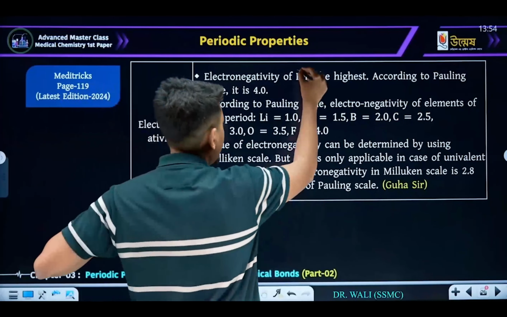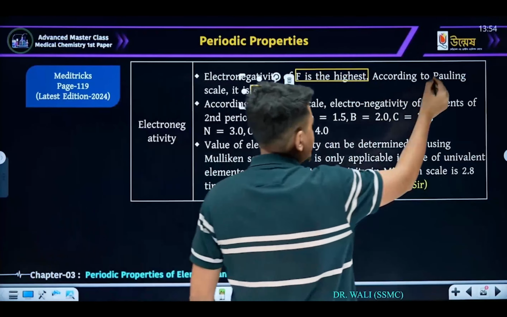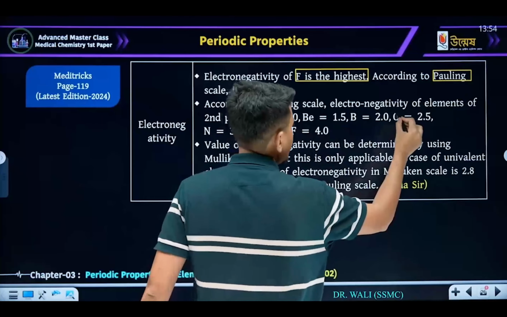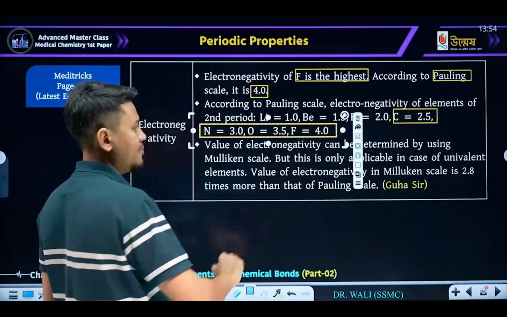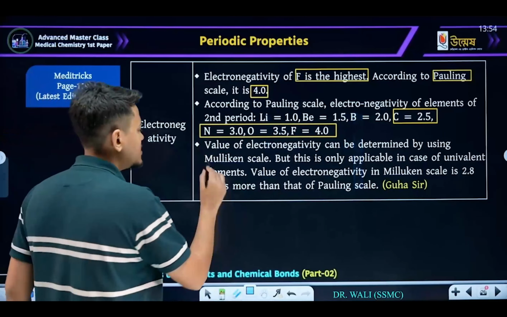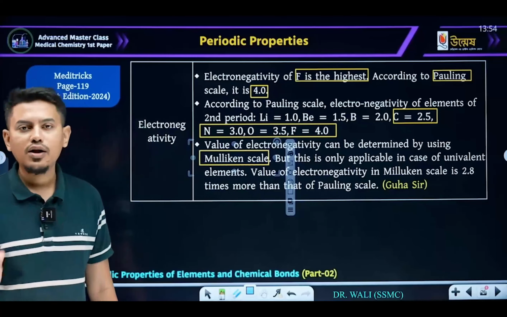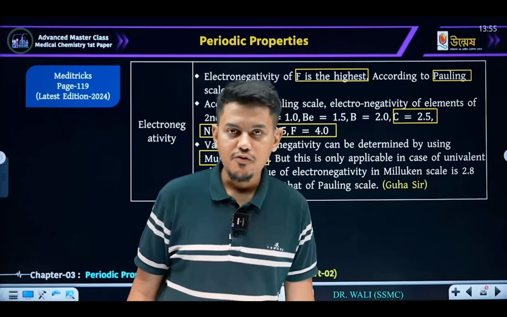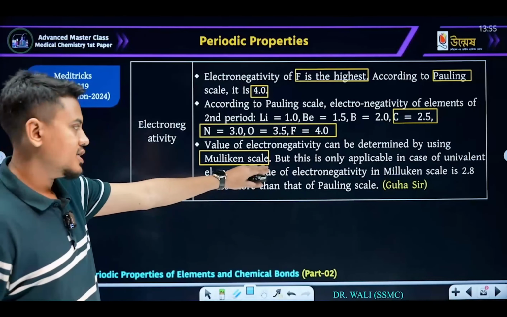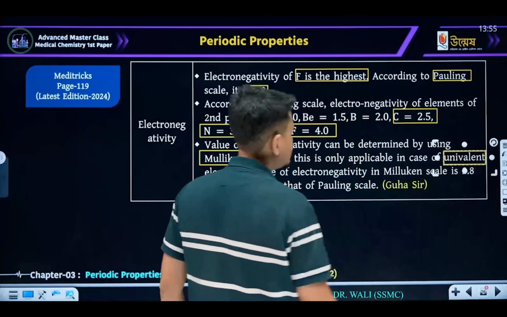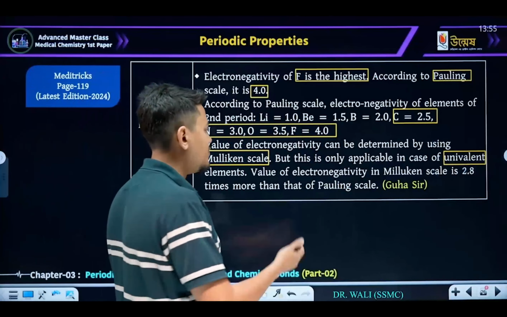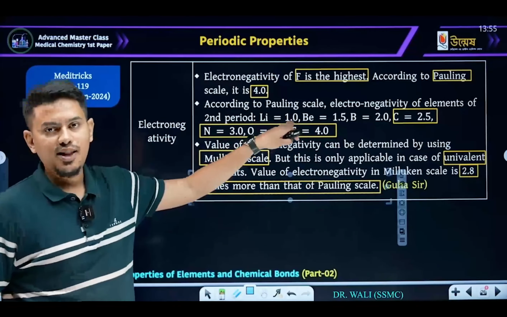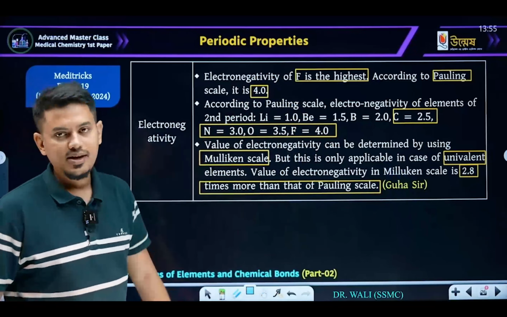Now, regarding electronegativity, fluorine is the highest, which is 4, and this is called the Pauling scale. According to the Pauling scale, of the elements of the second period, we should only remember carbon, nitrogen, oxygen, and fluorine. These are really important. Value of electronegativity can also be determined using the Mulliken scale. Mulliken, we heard about him regarding the oil drop experiment with which we determine the electron charge. Again, Mulliken is heard of in determining the value of the Avogadro number. Regarding electronegativity, this is only applicable in case of univalent elements. So if the valency becomes double, it will not be possible to determine the electronegativity. Value of electronegativity in Mulliken scale is 2.8 times that of the Pauling scale. So lithium would show electronegativity of 2.8 in Mulliken scale, while it is 1 in Pauling scale.